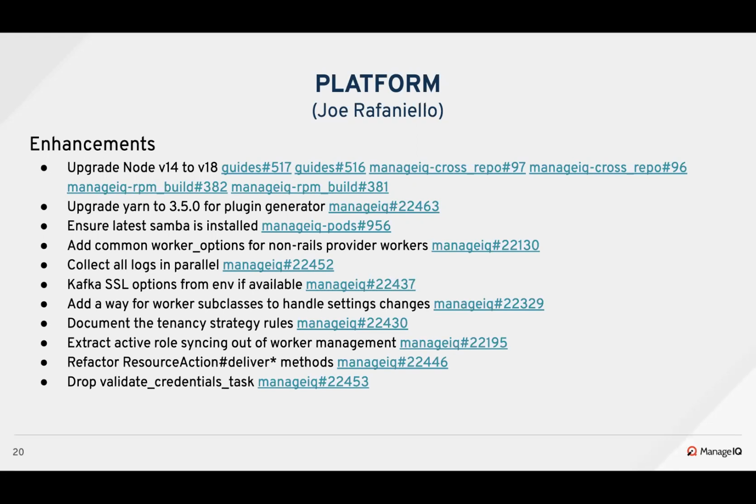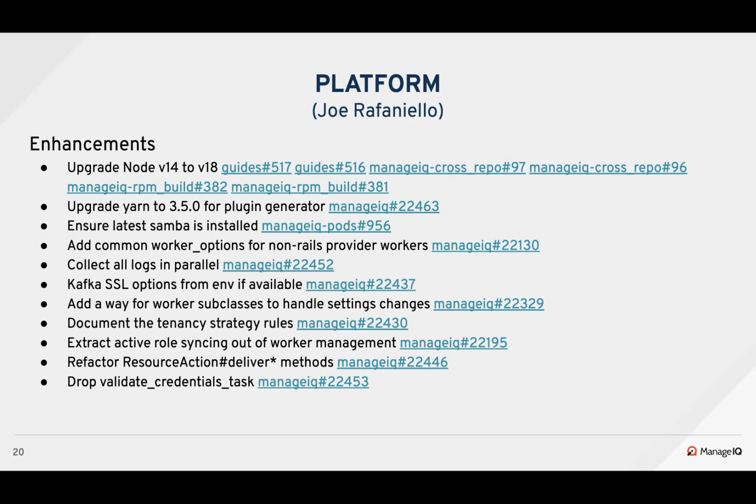Adam normalized the common worker options needed to start non-Rails provider workers. Adam also changed the collect all logs to collect logs from servers in parallel. As Adam previously mentioned, O4 ensured the storage passwords are encrypted in tasks. Nassar added logic to populate the Kafka SSL options from the environment if it's configured.